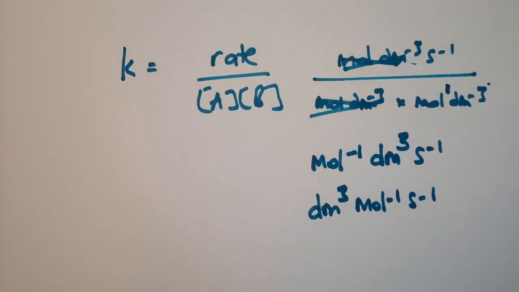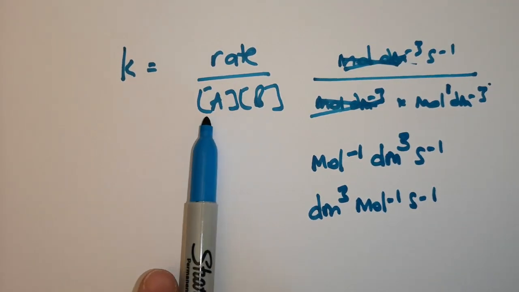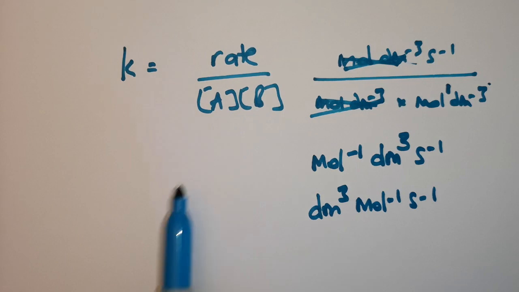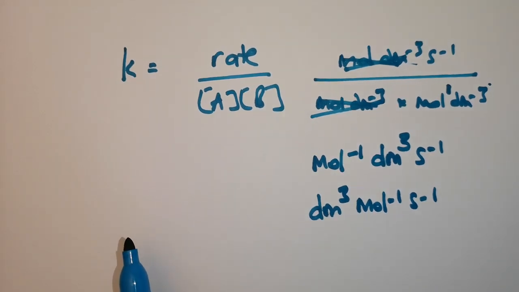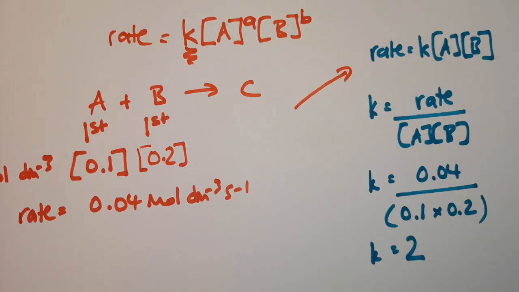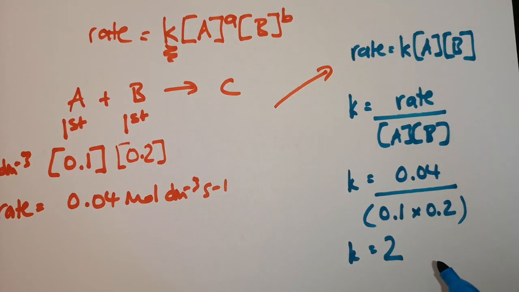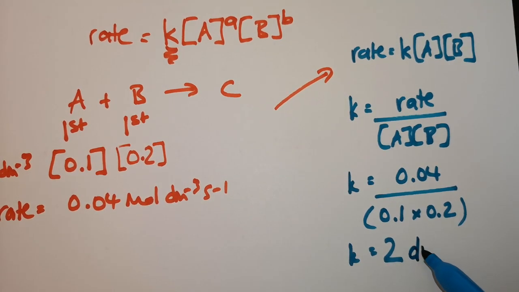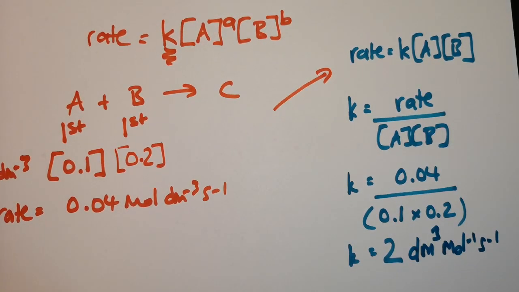Now if you've been sharp, you might have noticed that there's not always two concentration terms on the bottom. So actually the units of k can be different. We'll look at some examples where they are different. So let's just put that all together with the previous question. The units of my rate constant were dm to the 3, mole to the minus 1, s to the minus 1.